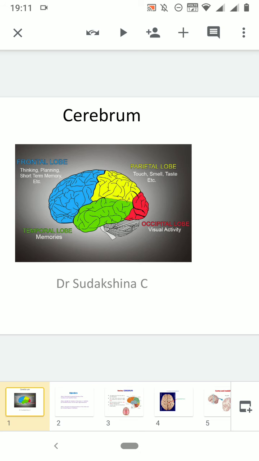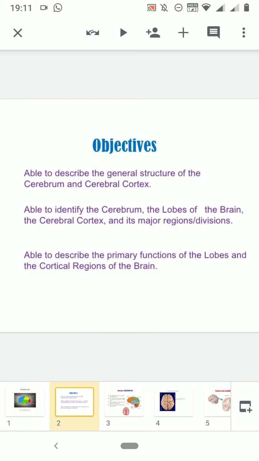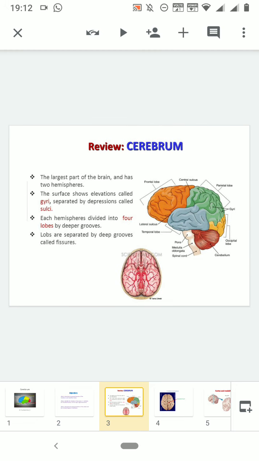So let's proceed. Coming to the learning objectives, a student should be able to describe the general structure of the cerebrum and the cerebral cortex. You should be able to identify the cerebrum and the lobes of the cerebrum, the major divisions, and describe the primary functions of the lobes and the cortical areas of the brain. So let's go to the next slide. Let's see, it's like a preview.